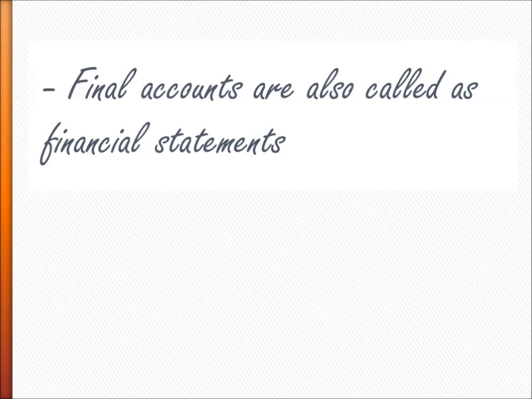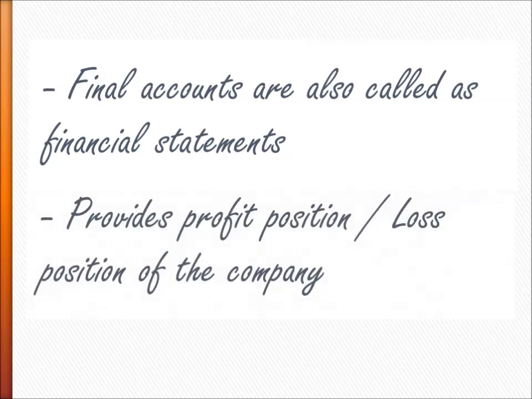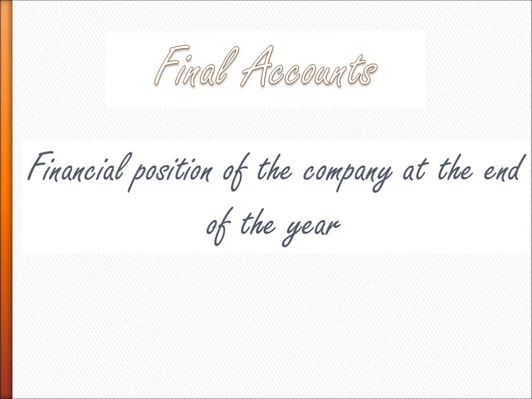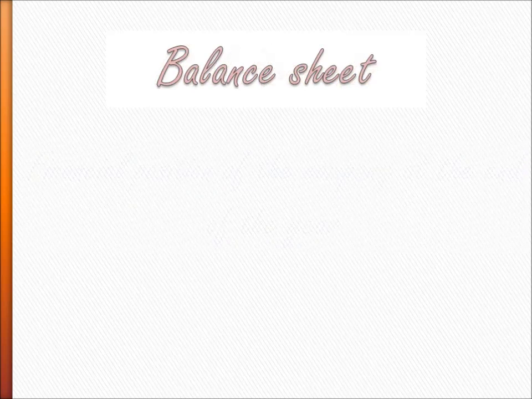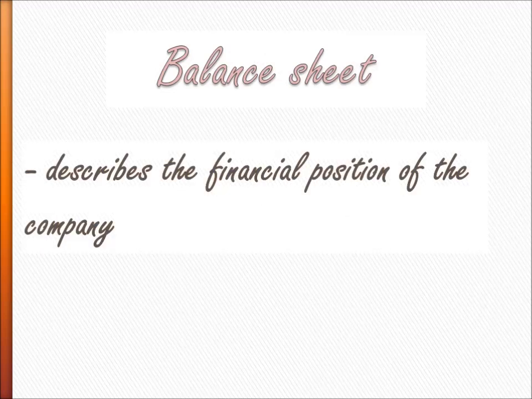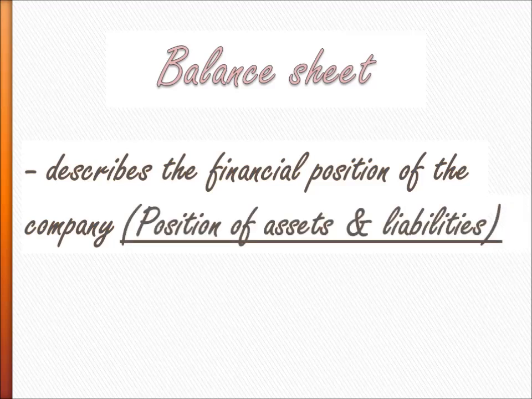Actually, financial statements or final accounts take us to the profit position or loss position of the company, means the company has made profit or suffered loss during the year. And secondly, final accounts take us to the financial position of the company at the end of the year. You know, balance sheet always tells us about the financial position of the company. What is financial position of the company? Financial position means the position of assets and liabilities.